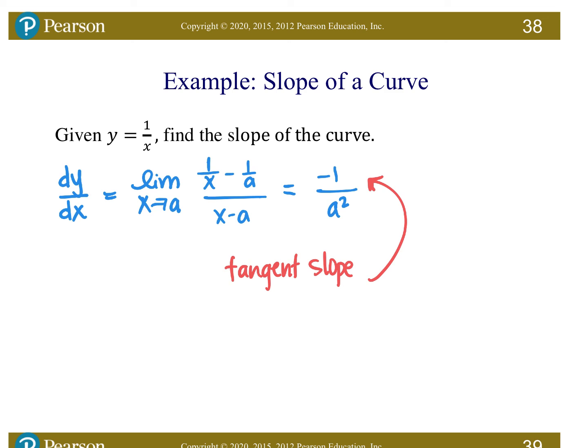All right, what would the normal slope be? Positive, right? a squared over 1. If that was the tangent slope, then we know the normal slope is going to be positive a squared over 1. That's the only difference. The point is the same. The slopes are connected, but they are opposite reciprocals of each other.